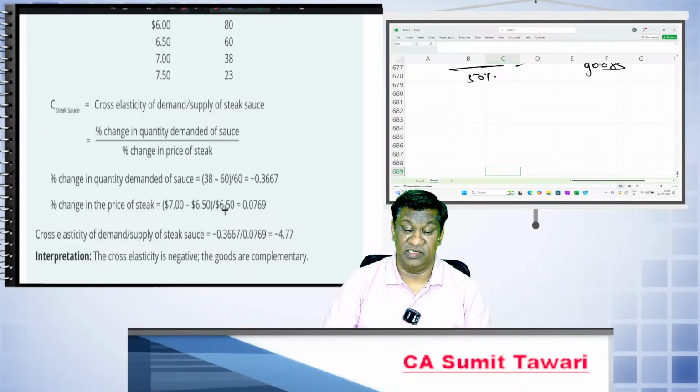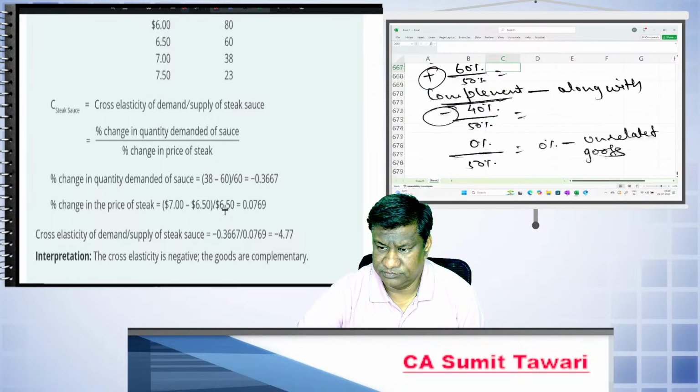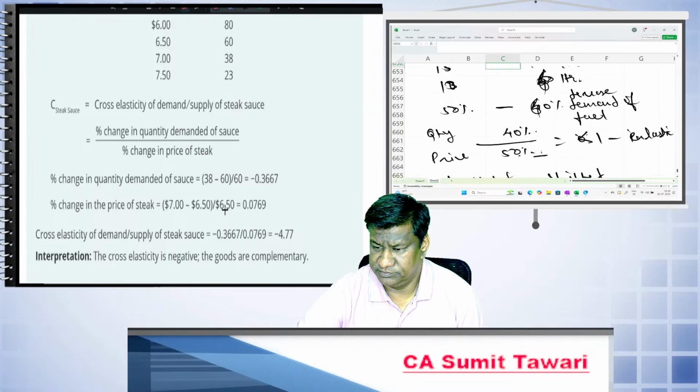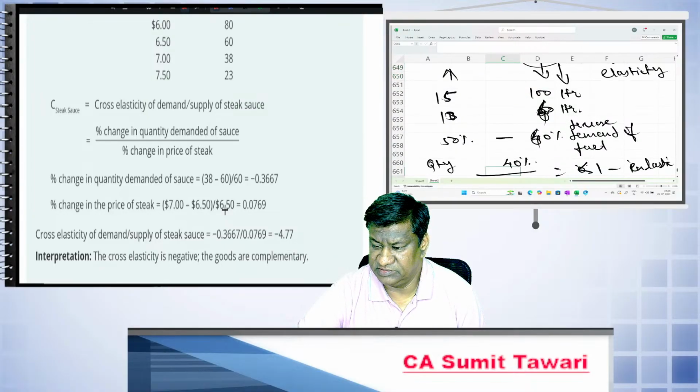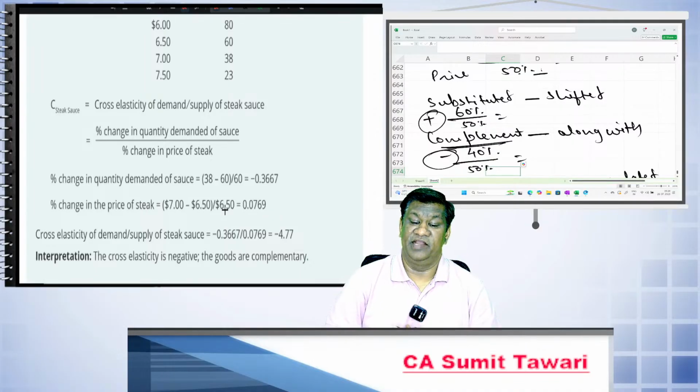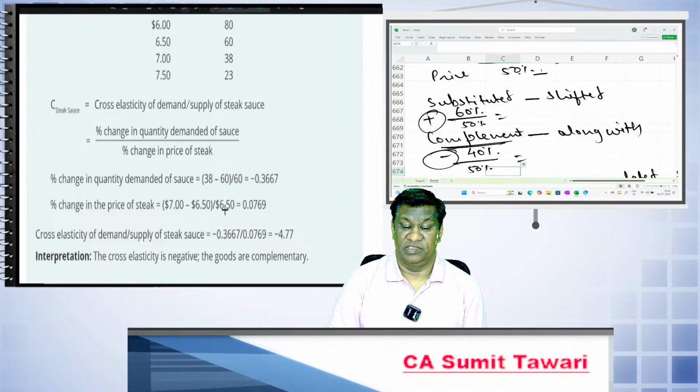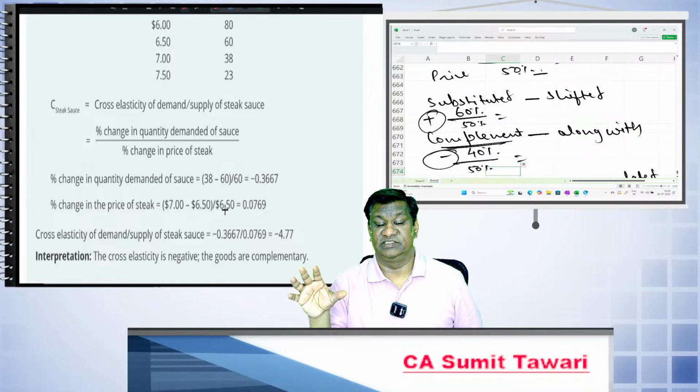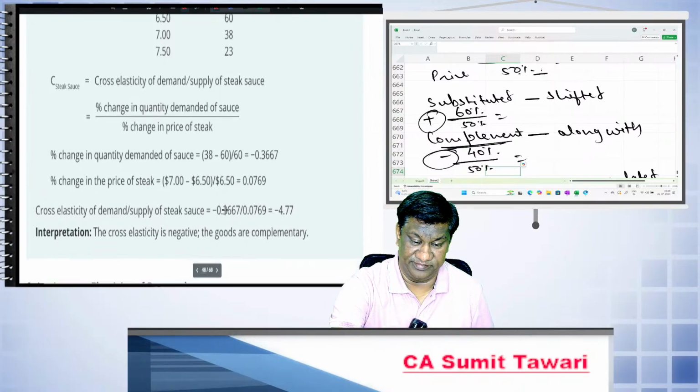So if it is negative, what does it mean? Any guess? Complementary. Yeah. If it is negative, then it is complementary, and if it is positive, then it is a substitute. This is the way we need to calculate cross elasticity. After calculating the cross elasticity, we come to know whether it is a substitute product, a complement product, or an unrelated product.